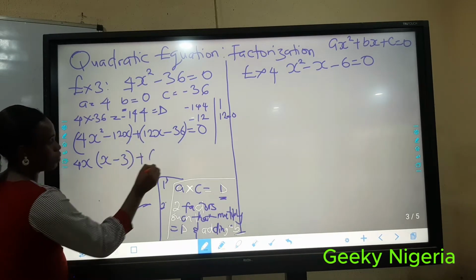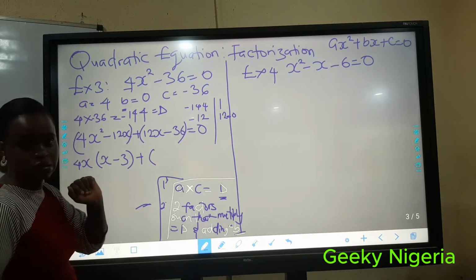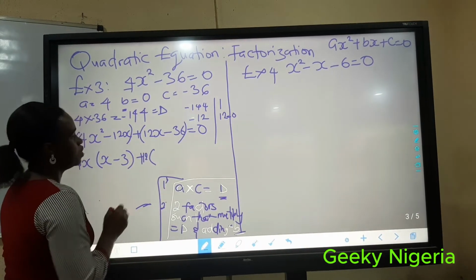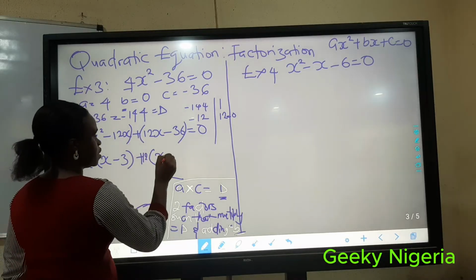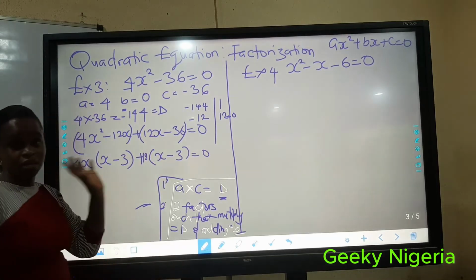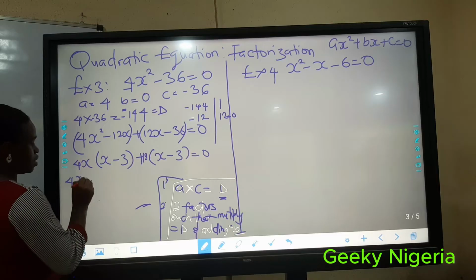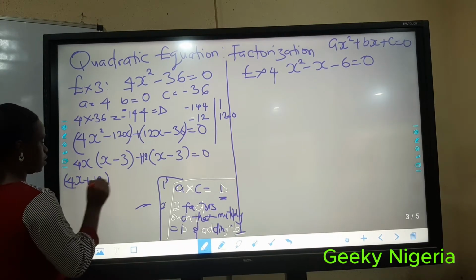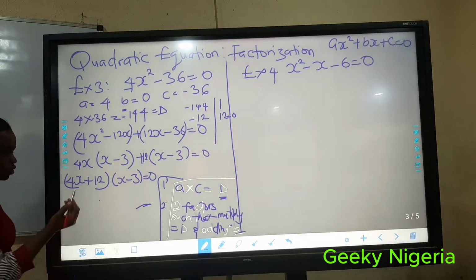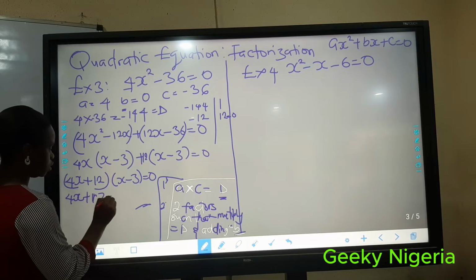So I go plus, I come here. What's common to these two? Okay, can 12 go into 36? Oh yes, 12 can go to 36. How many times? 3 times. So I bring out 12. So now 12x into 12 is x, minus 36 into 12, 3. Like I said, whenever you have what's in your bracket as the same, you're actually going the right path. So I'm having this as 4x plus 12, x minus 3 equals to 0. So I equate it separately. 4x plus 12 is equals to 0.